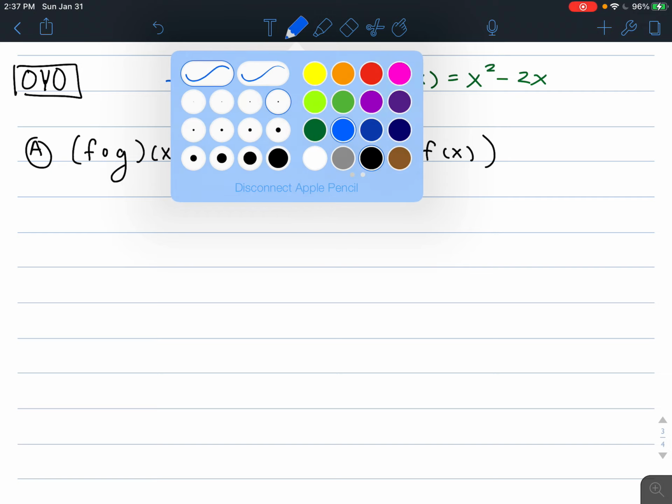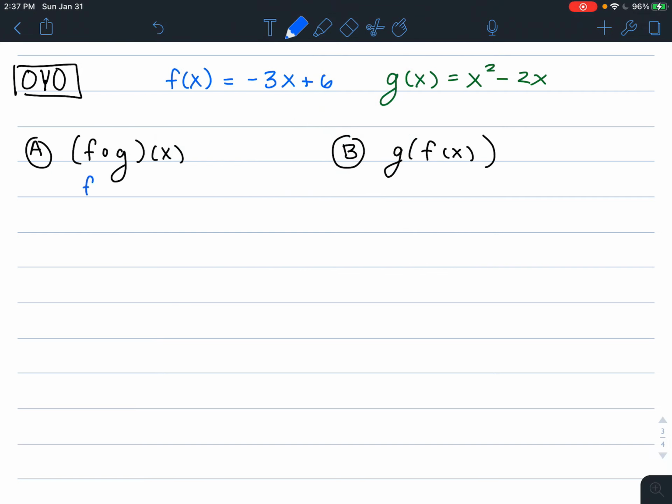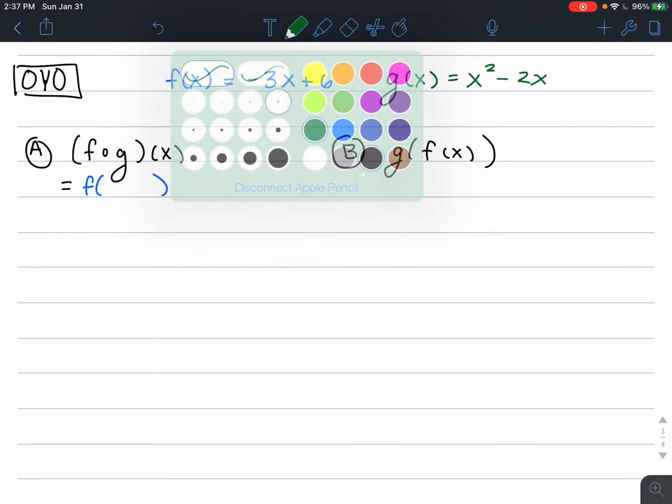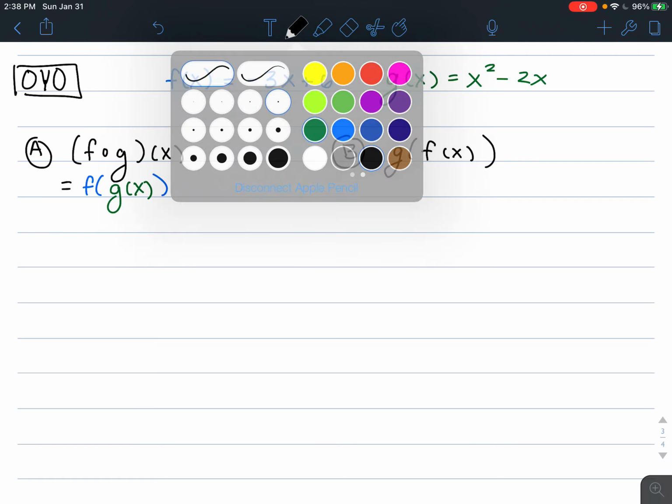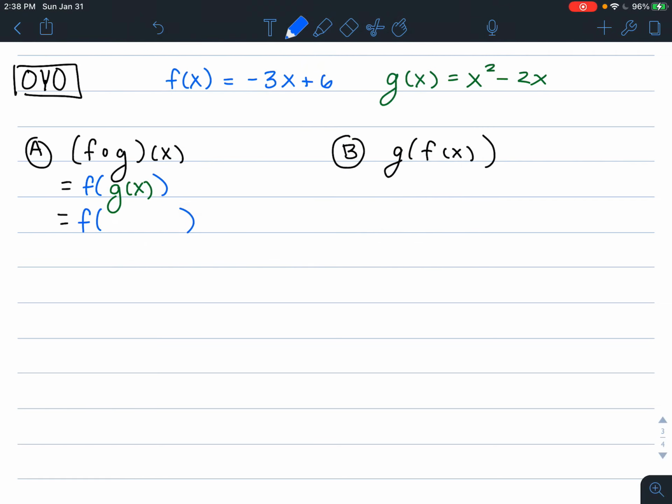So let's go ahead and try this. So this is equal to f composed with g of x. And I know what g of x is equal to. So this is going to become f of x squared minus 2x.